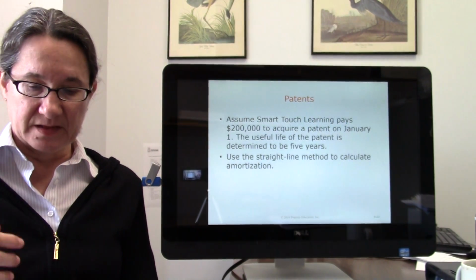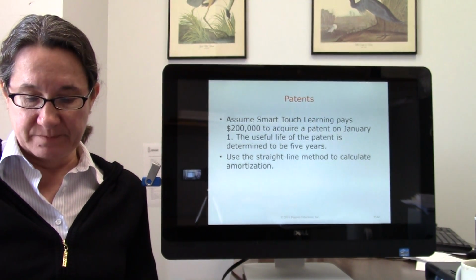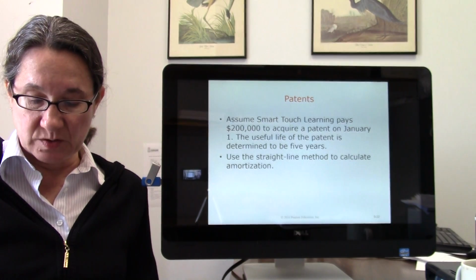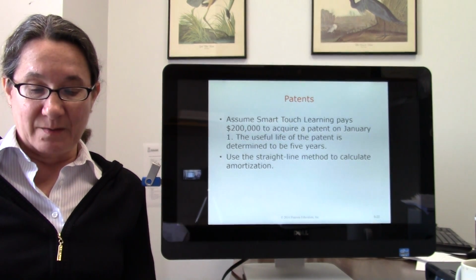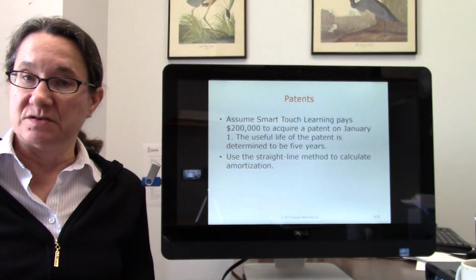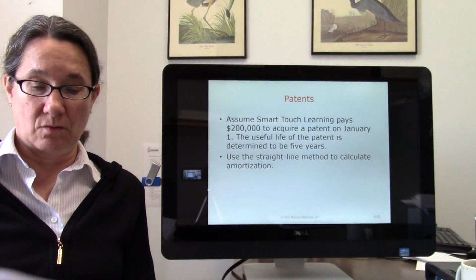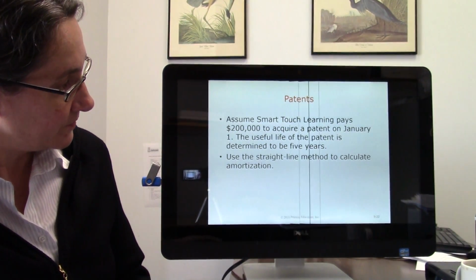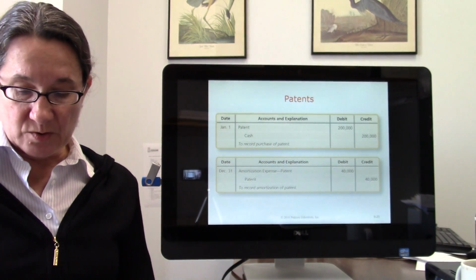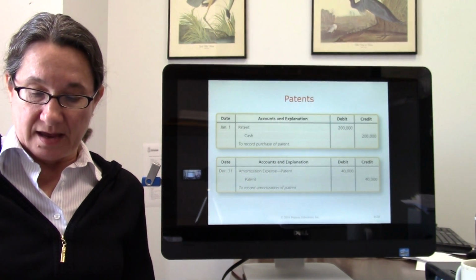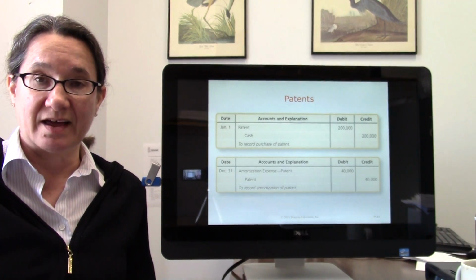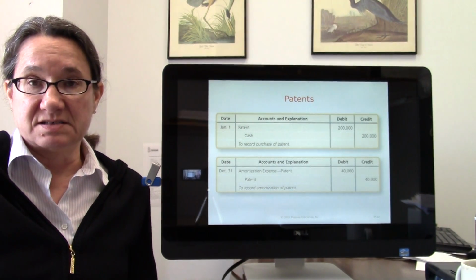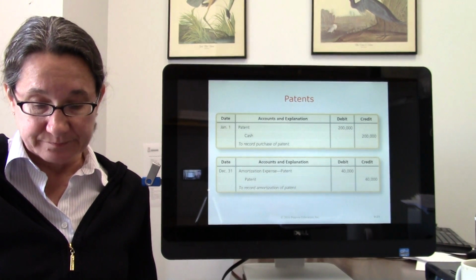So here's an idea. Let's pretend Smart Touch buys a patent. Suppose Smart Touch Learning pays $200,000 to acquire a patent on January 1. Amortization expense is calculated using the straight-line method. So we know that you amortize things just like you do depreciation. You take its cost, divide it by the useful life, and you spread that out over the time.